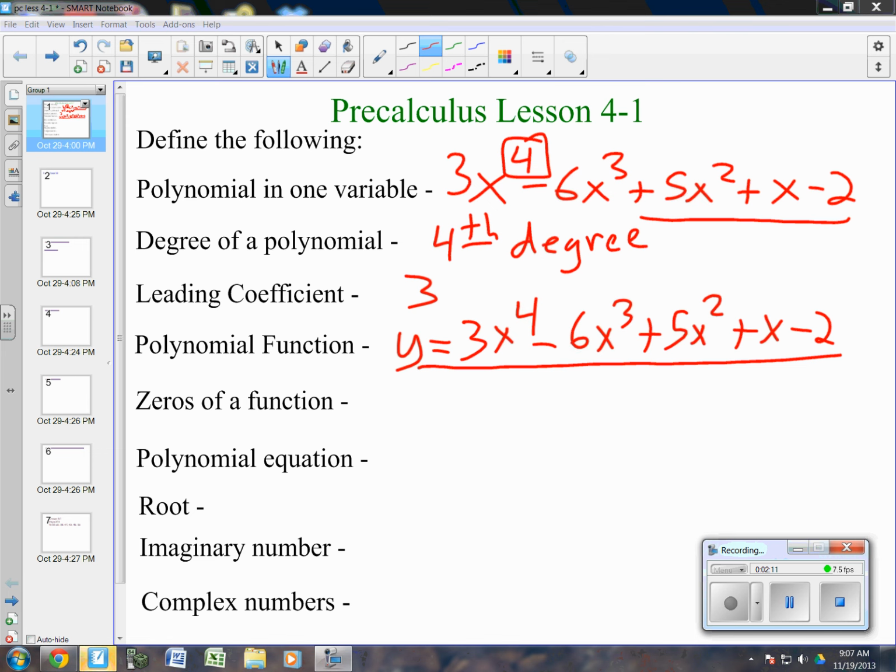Now, some of the problems on your assignment are going to talk about just the expression. Some are going to talk about the function. The only difference is a function has a y equals or an f of x equals on it. Got it? Okay, zeros of a function are the x-intercepts.